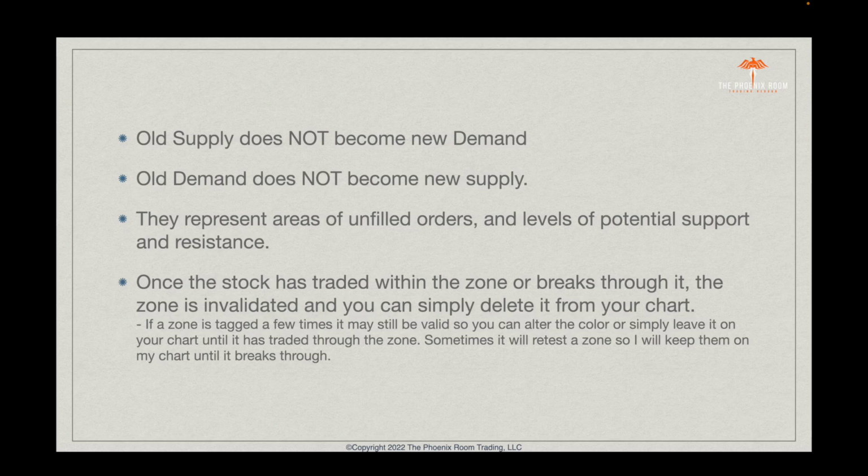Once the stock has traded within the zone or breaks through it, the zone is invalidated and you can simply delete it from your chart. If the zone is tagged a few times, it may still be valid, so you can alter the color or simply leave it on your chart until it is traded through. Sometimes it'll retest the zone, so I'll keep them on my chart until it breaks through. Sometimes it'll tag the zone 3, 4, 5, 6, 7 times, and like a supply zone, price comes up and it just will not go above that supply zone. So I leave it on my chart until it's pretty much traded through, and I can tell that it's no longer an active supply or demand zone.